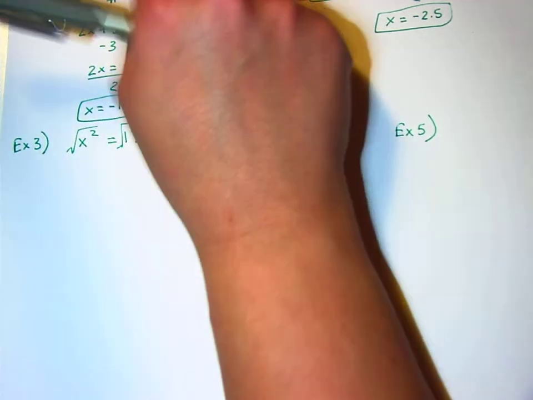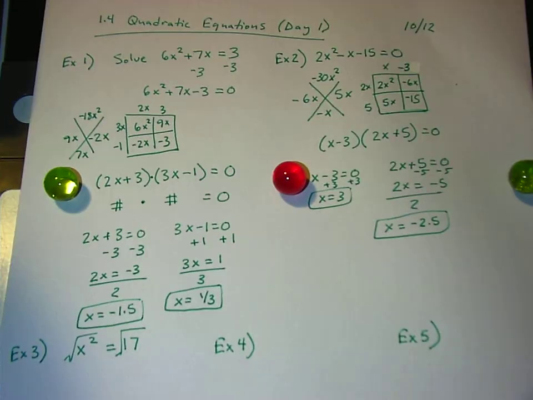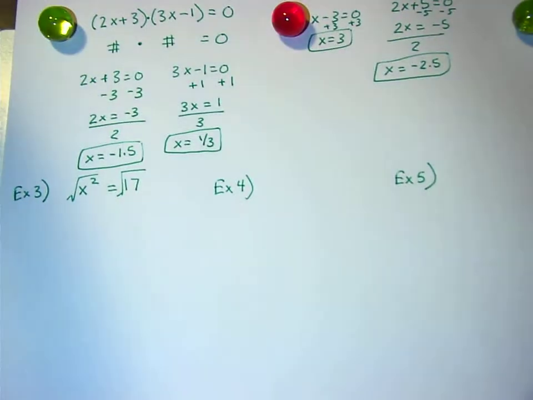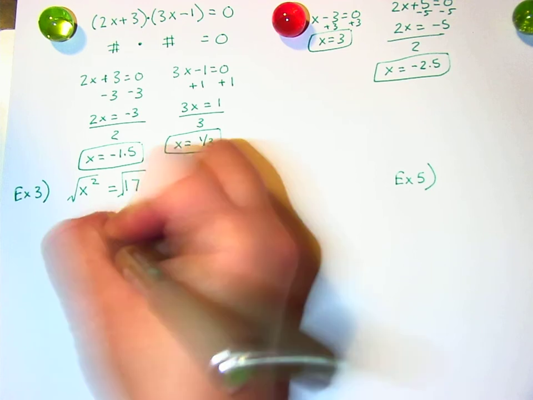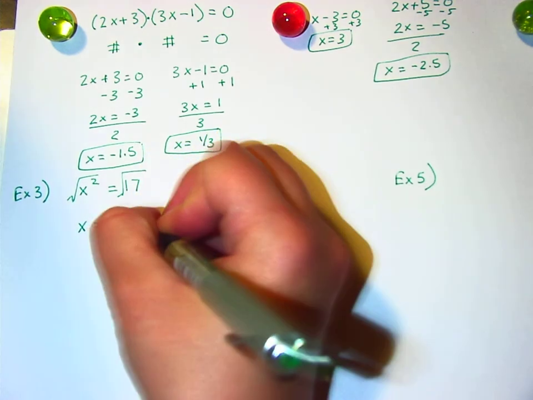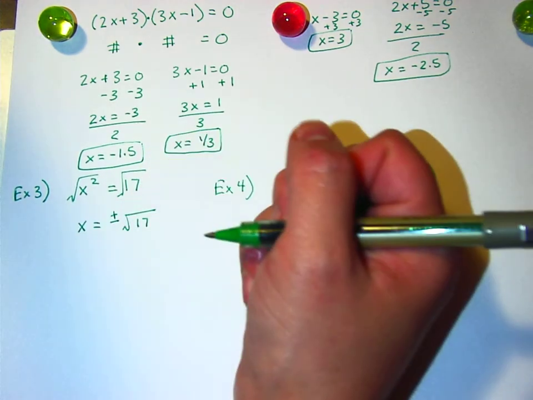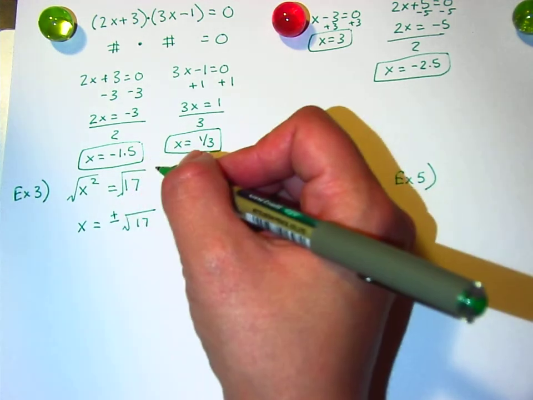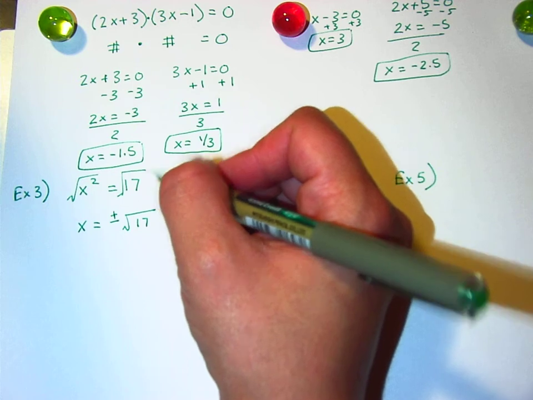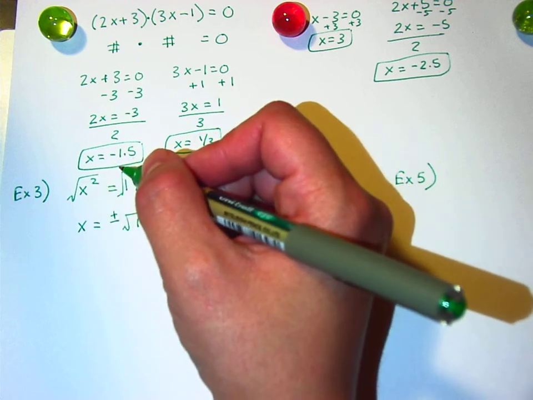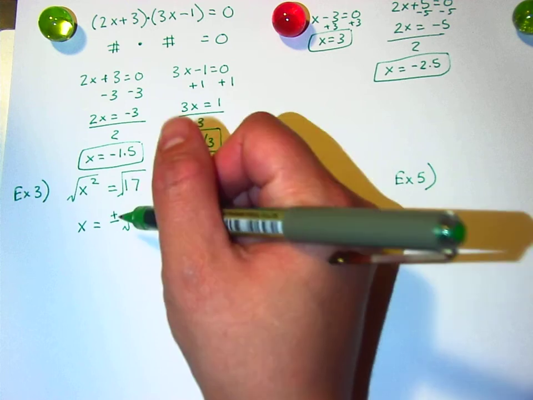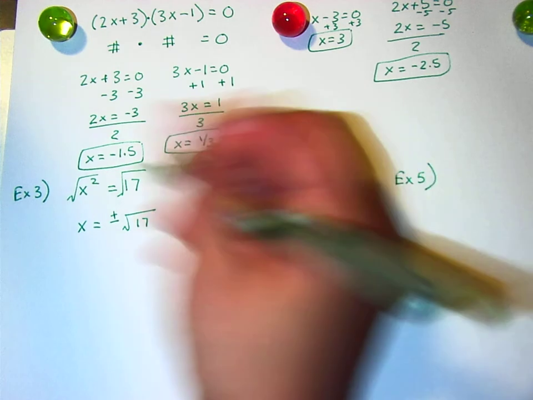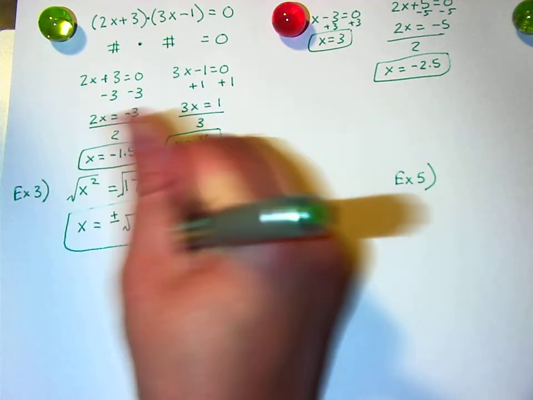See how the first one had an x squared and an x in it, which is what made it so hard. And this one just has an x squared, so this one's actually pretty easy. So x equals the square root of 17, but you actually have to put a plus or minus sign there, because if you take the square root of 17 times the square root of 17, you would get 17. But also, if you take a negative times a negative, you get a positive. So if you take a square root, you always need to do a plus or minus.